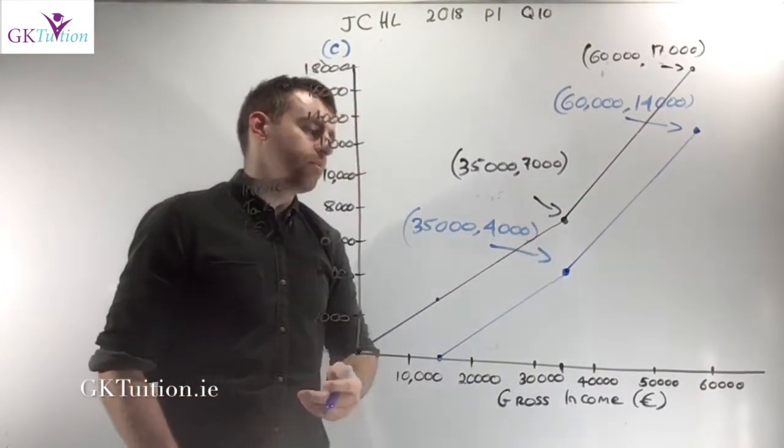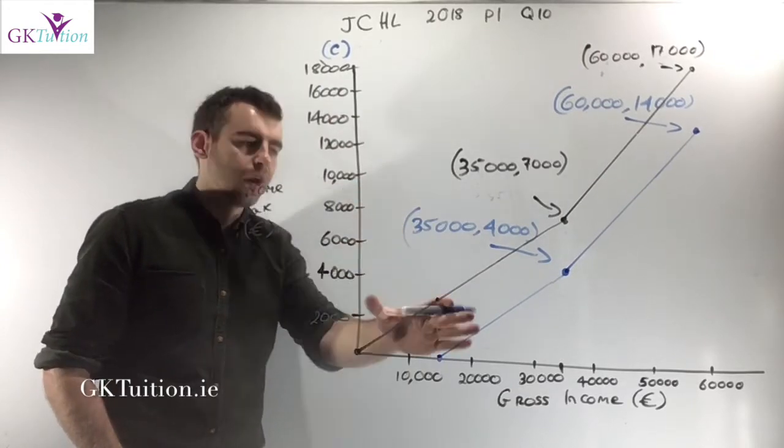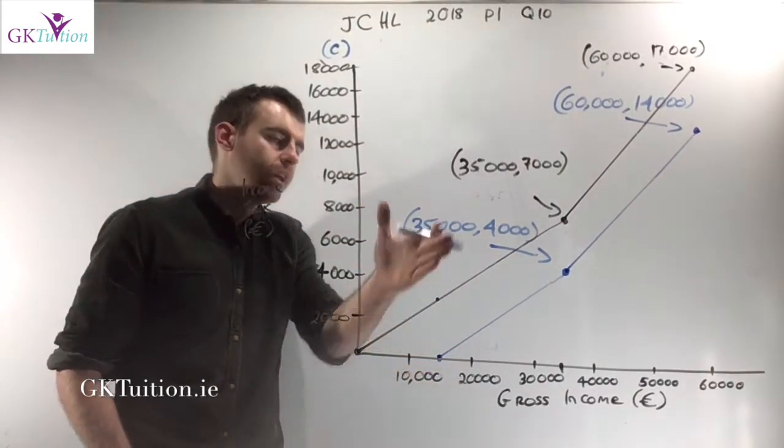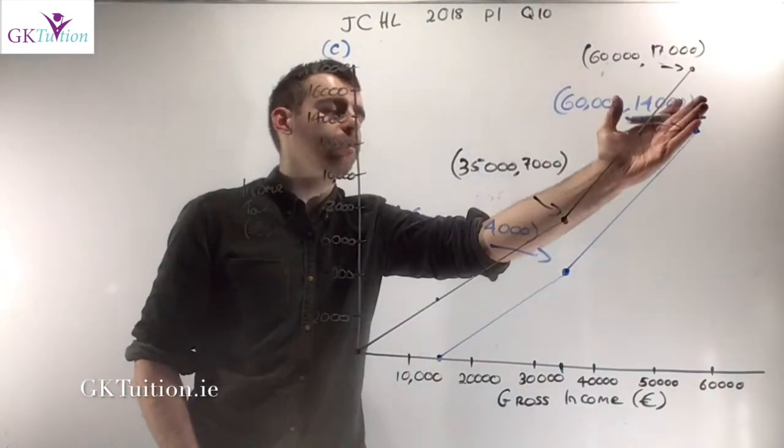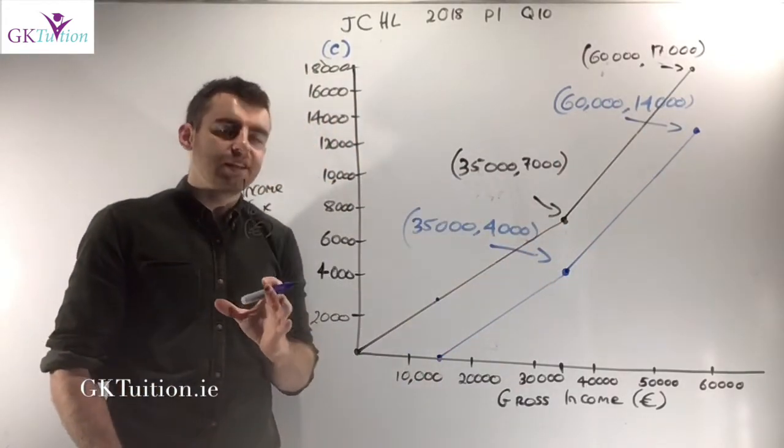And it's obvious from your graph that the blue line here is exactly the same as the black line, it's just lower. It goes to this point and then changes and gets a little bit steeper and moves up to that point. So that's all that you needed for part C here.